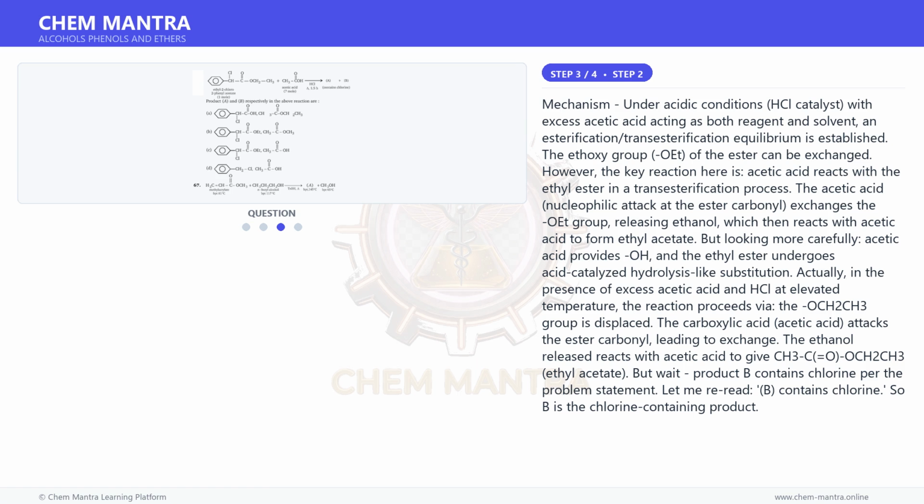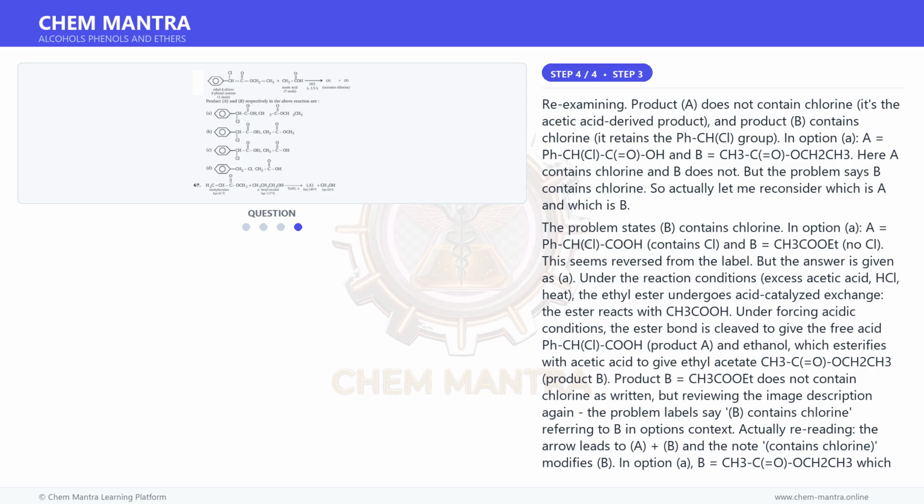But wait, product B contains chlorine per the problem statement. Let me reread. B contains chlorine. So B is the chlorine-containing product. And for the final step, re-examining. Product A does not contain chlorine, it's the acetic acid-derived product, and product B contains chlorine, it retains the PhCHCl group. In option A, A is equal to PhCHCl-C(=O), and B is equal to CH3C(=O)OCH2CH3.